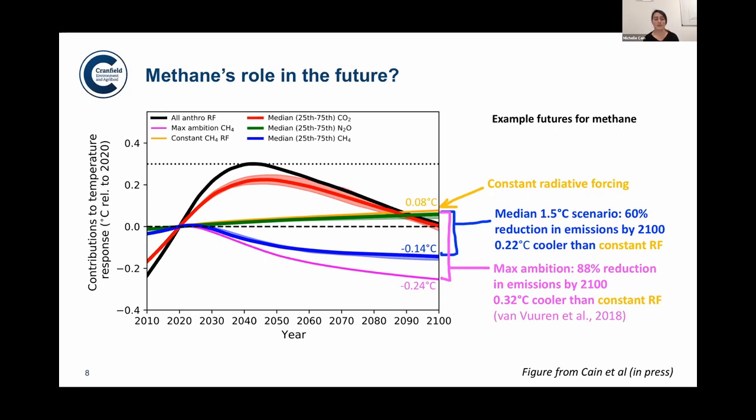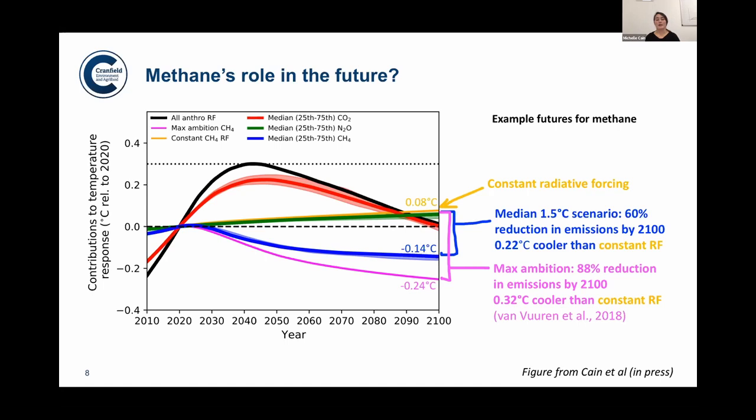So we've started at the present day with our historical emissions, and then we said, okay, relative to today, what are these different greenhouse gases contributing towards future warming? There are 3 different scenarios for methane. The first one is where we've left the radiative forcing constant at today's level. And in fact, that gives rise to a small increase in temperature of 0.08 degrees by the end of the century, so that's the yellow, due to the inertia in the climate system.